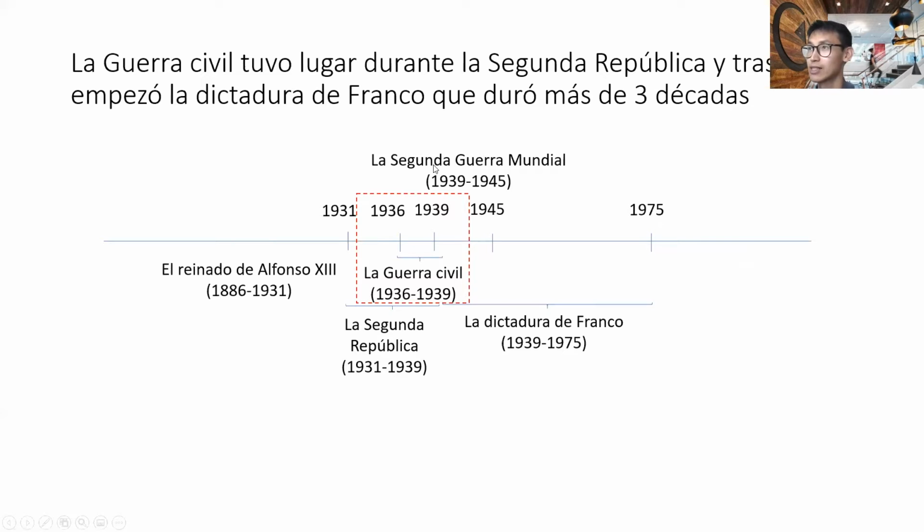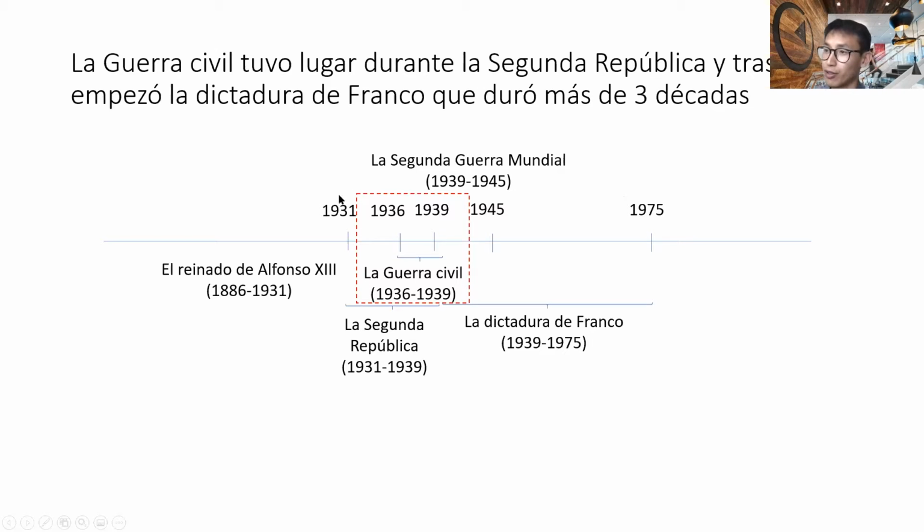As you can see in this graph, we're going to focus on the red brackets. It happened between 1936 and 1939, right before the Second World War. Basically after it ended, the Second World War happened. If you look here, it happened during the Second Republic of Spain.